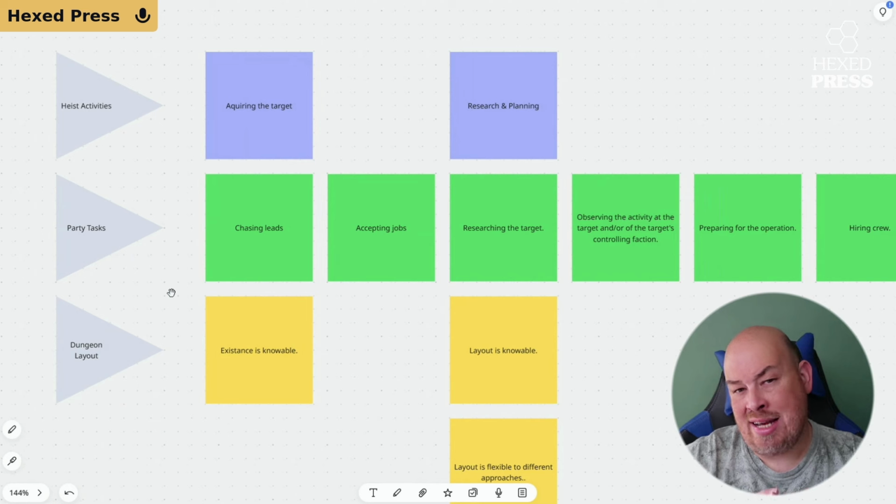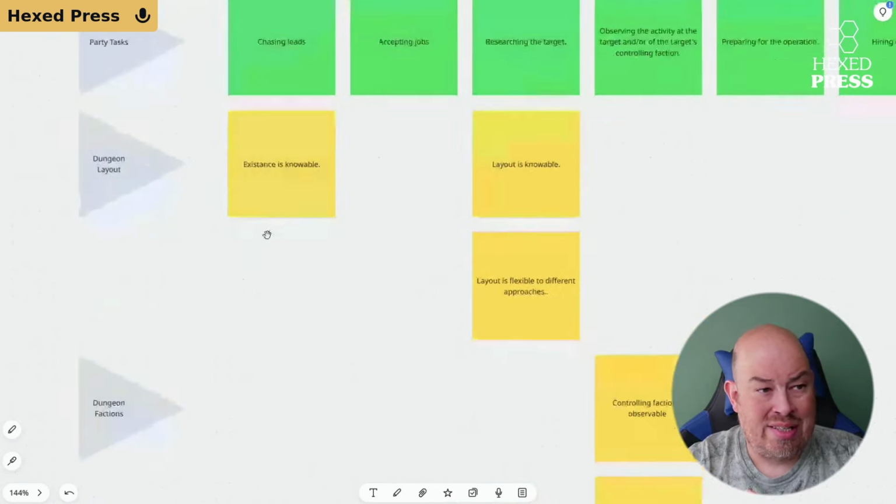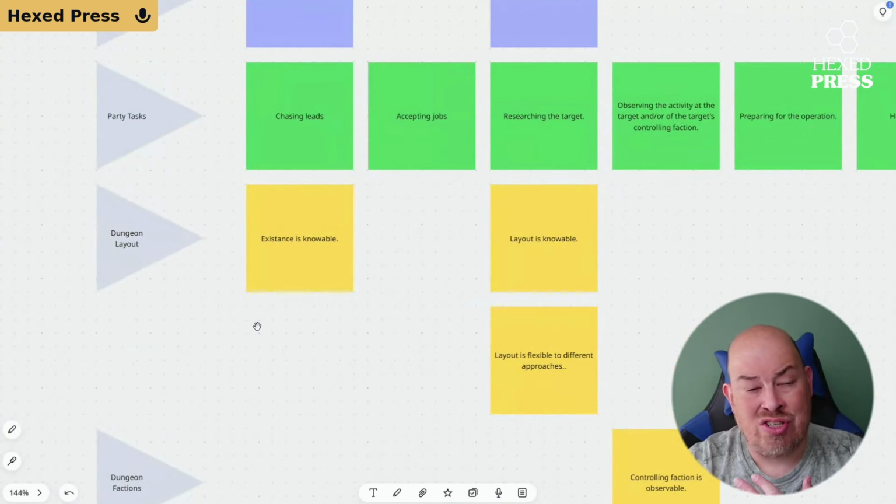And the party tasks in the getting of the job are the chasing down of leads, if they're being active in that regard. If it's something that's being offered to them, do they accept it? What does that negotiation look like? In terms of what we as the GM are doing, this one is fairly easy in that we have to make sure that the dungeon's existence is knowable.